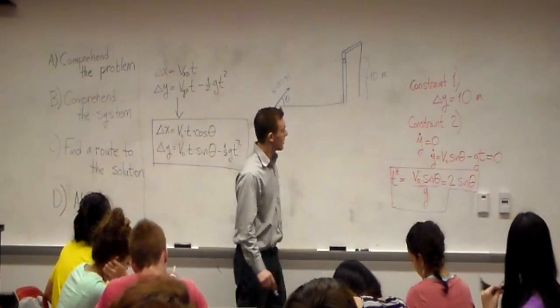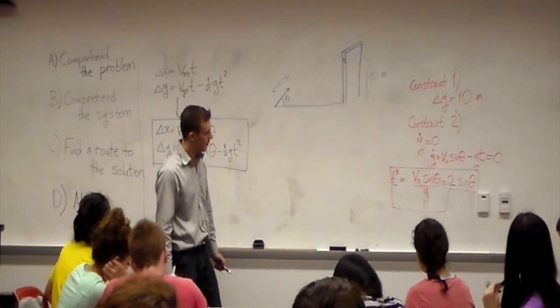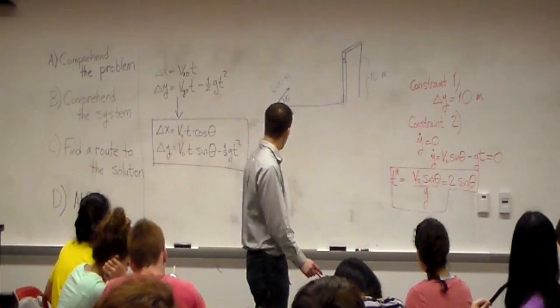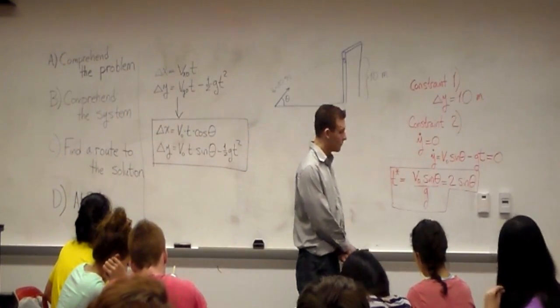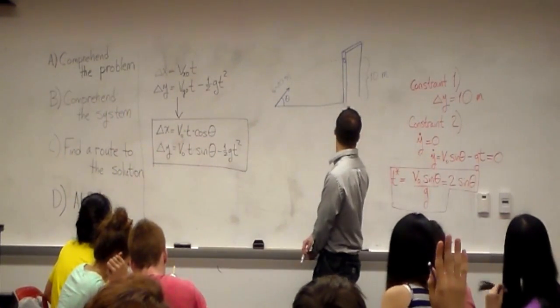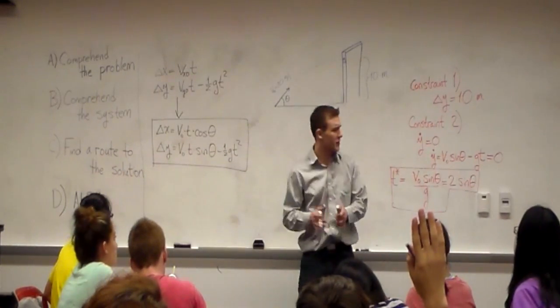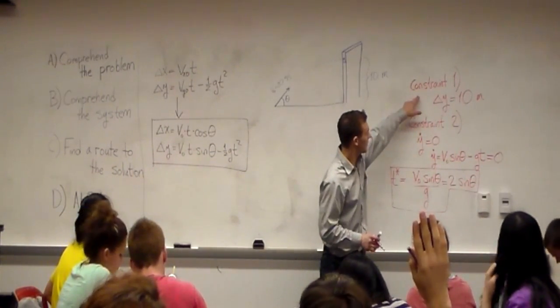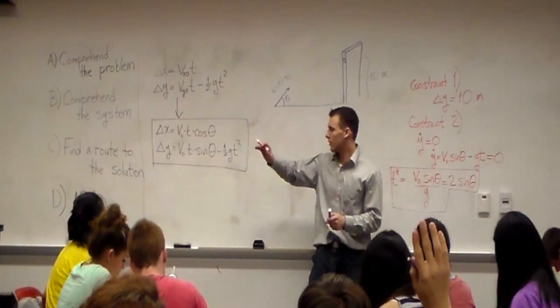How about constraint number 2? What does that tell me? I'm sorry, whatever I just said, I solved constraint number 2. How about constraint number 1? Delta y equals 10. So, yeah.